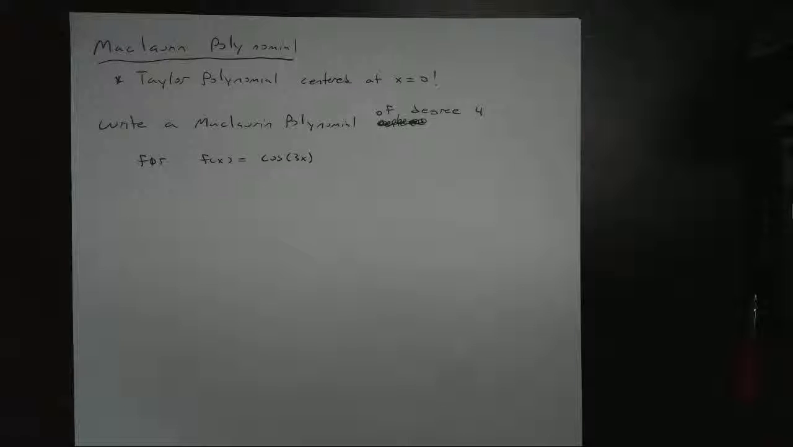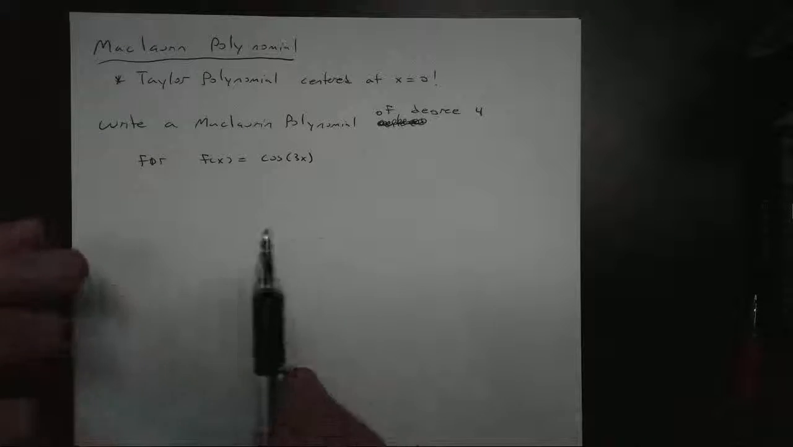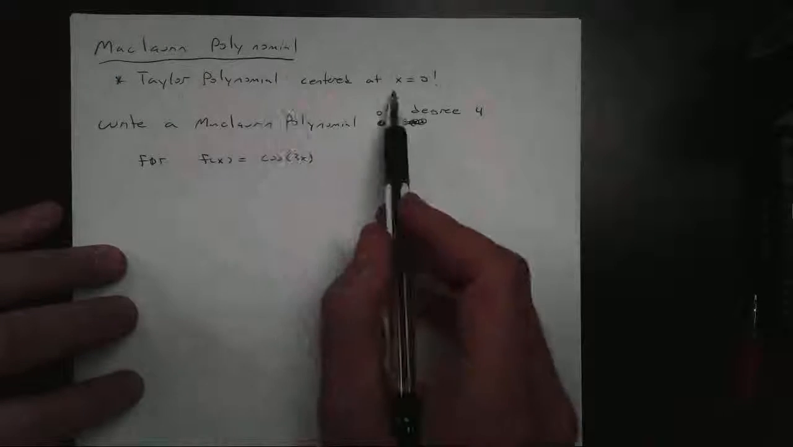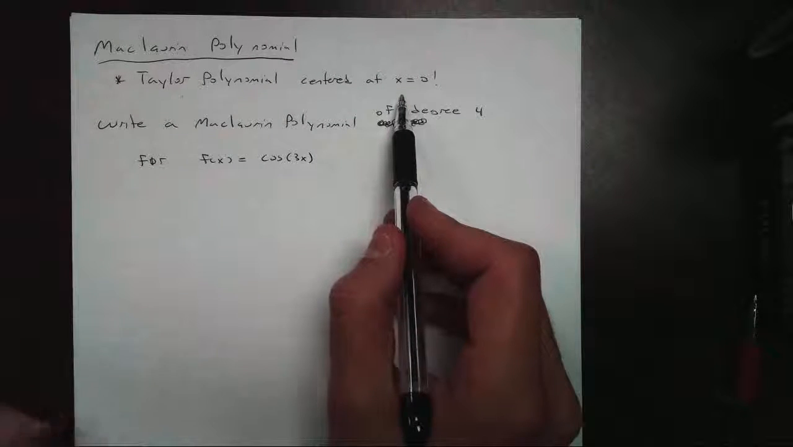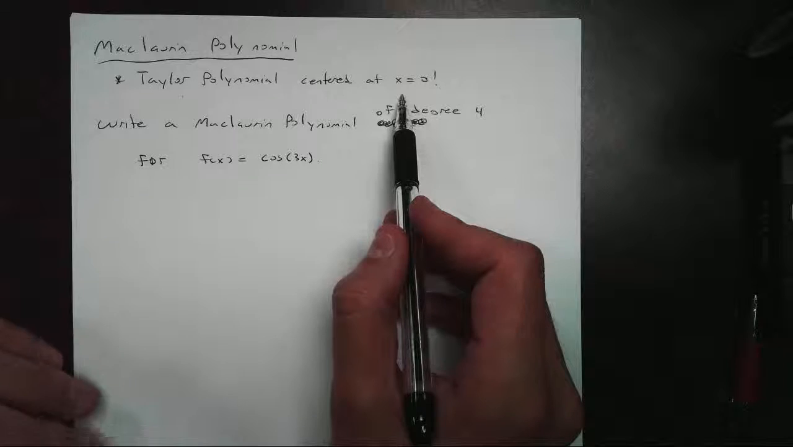Alright, so let's talk about a special Taylor polynomial that we call a Maclaurin polynomial. Now, a Maclaurin polynomial is just a Taylor polynomial, but we center at 0.